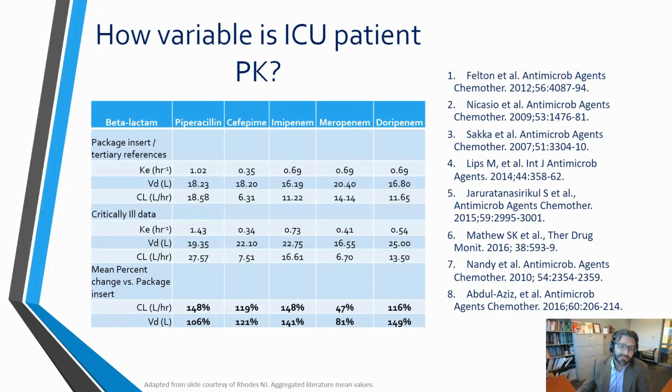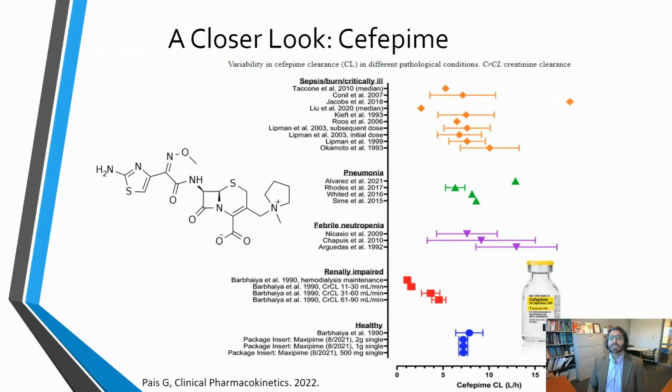So when we look at the difference between clearance calculated among these very common beta-lactams, piperacillin, cefepime, imipenem, meropenem, doripenem, you can see that we're seeing clearance differences of 148% and 47%. So there's this very large gap between what is reported in the package insert and that which we're seeing in our ICU patients. Now, it's very common for me to hear people say, well, you know, Mark, I know this. I mean, we know that the ICU patient population is very different from the package insert population, and that's to be expected. But I think what's really not appreciated nearly as well is how different it actually is.